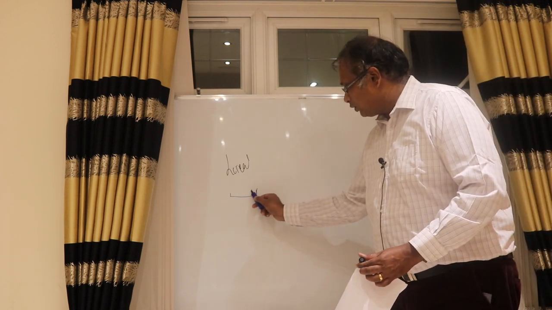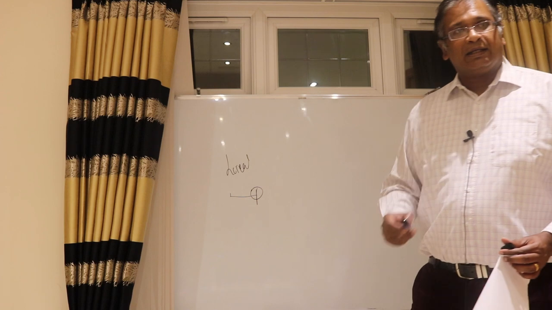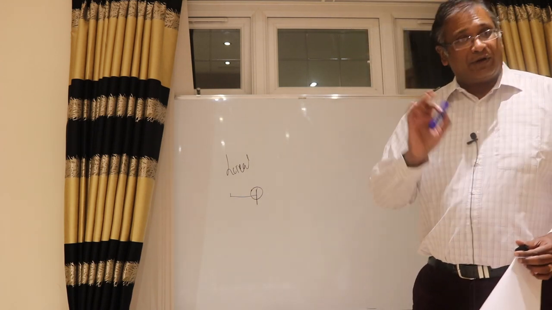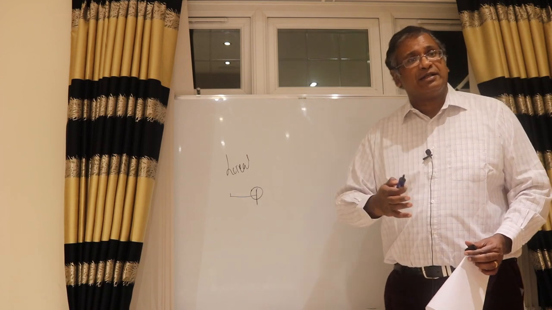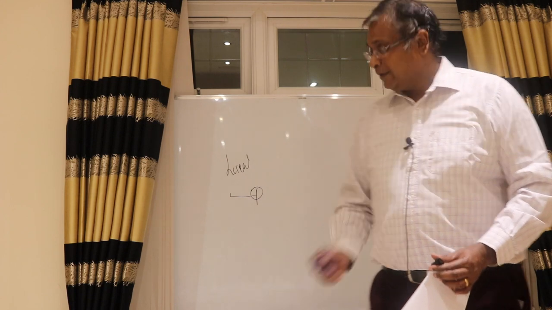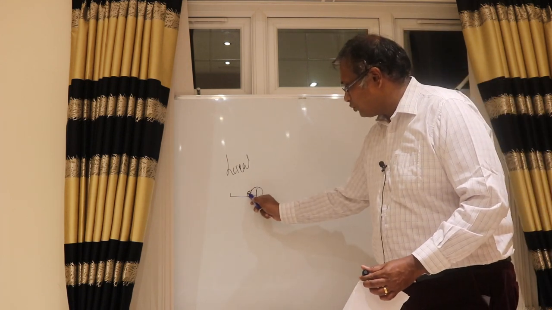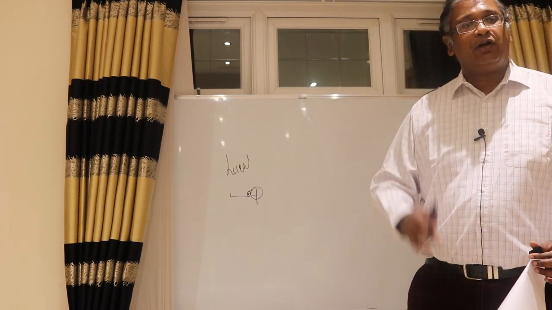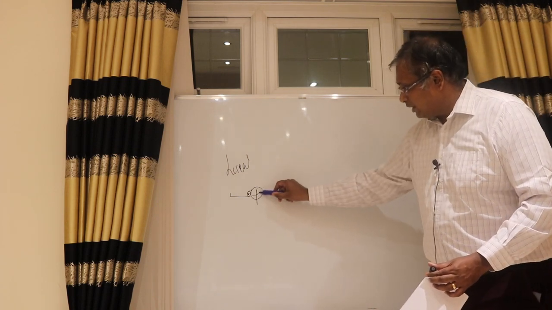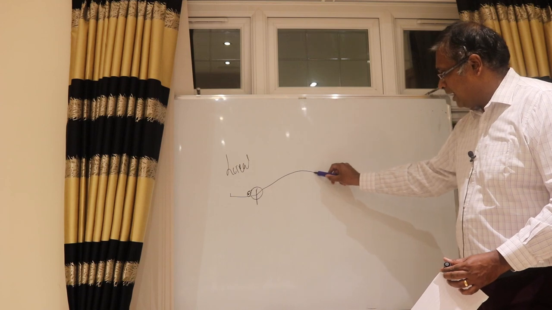It is this part of the period that includes the rise of FSH. The rise of FSH, and what triggers it? It's triggered by the declining estrogen, which occurs at the end of the luteal phase. So what happens initially? Initially, there is a rise of FSH and it goes down.